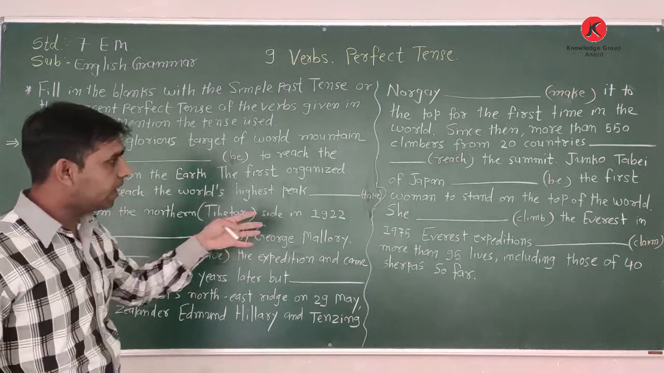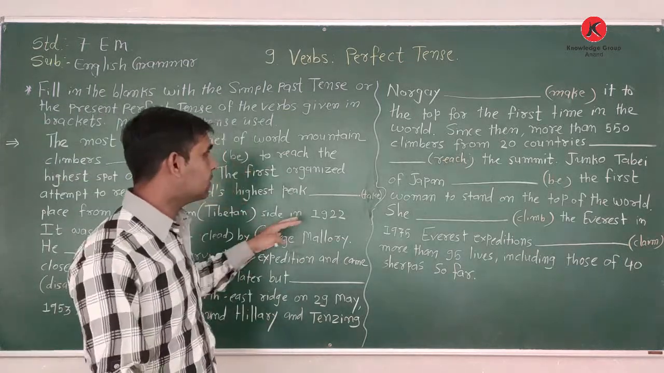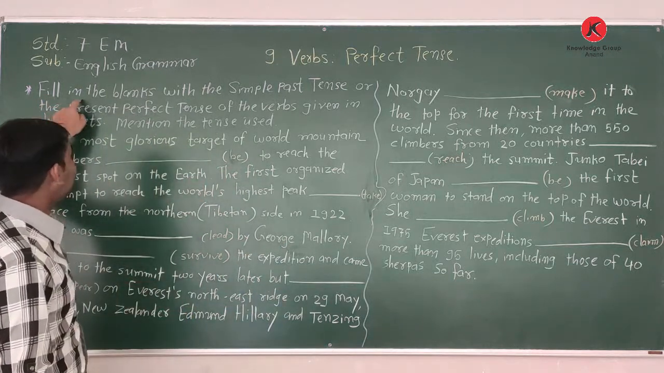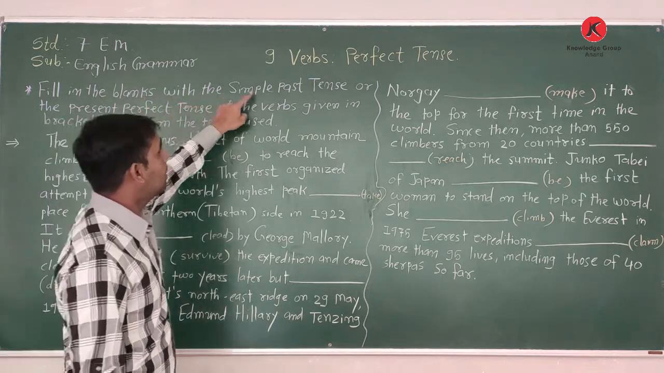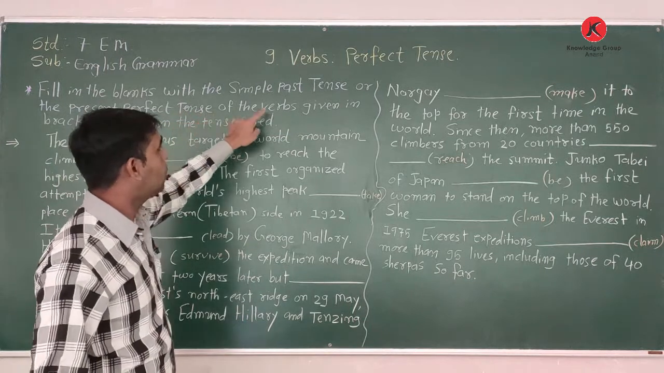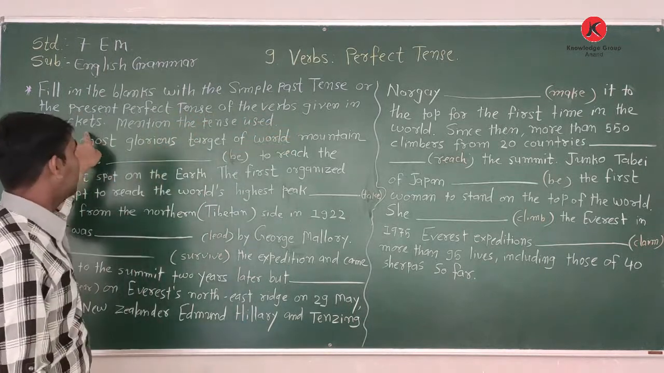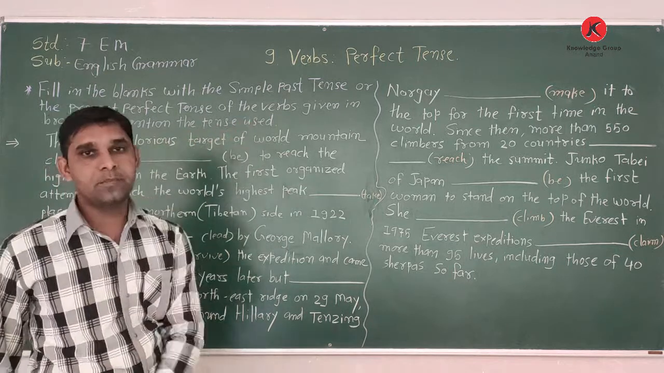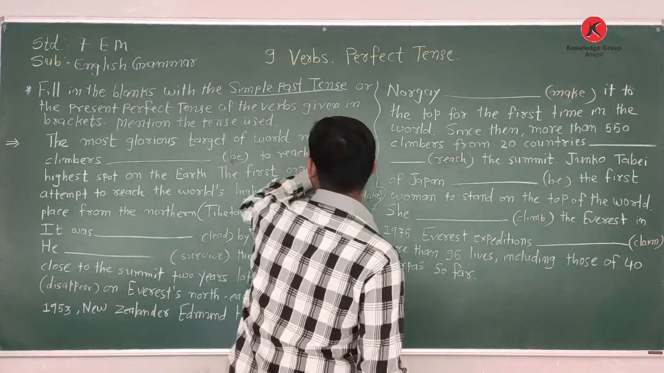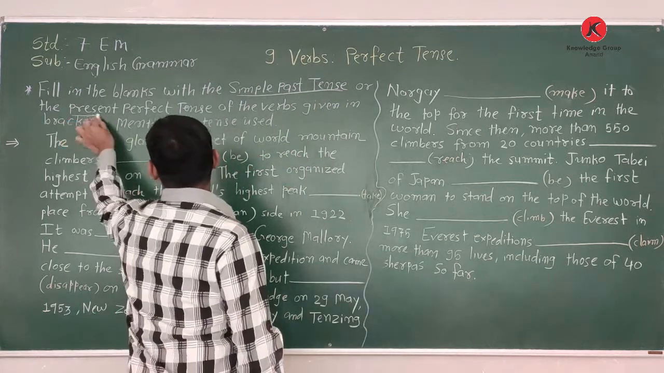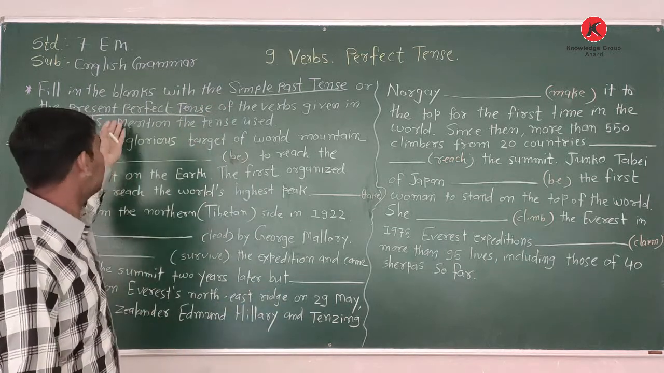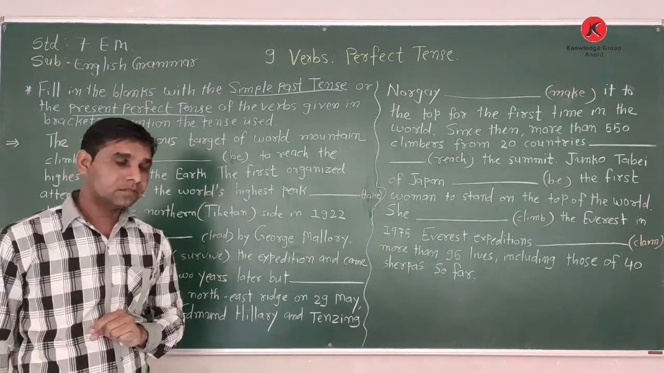But here the exercise given is mixed tenses. What is the instruction of this exercise? C. Fill in the blanks with the simple past tense or the present perfect tense of the verbs given in the brackets. Mention the tense used. Whether the answer for the blank is from simple past tense or present perfect tense.